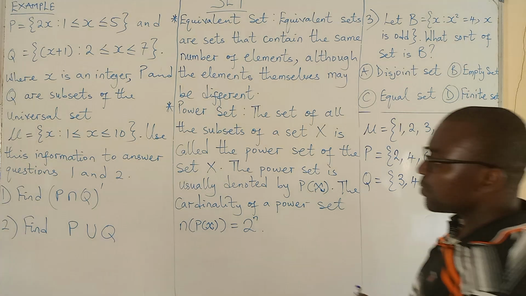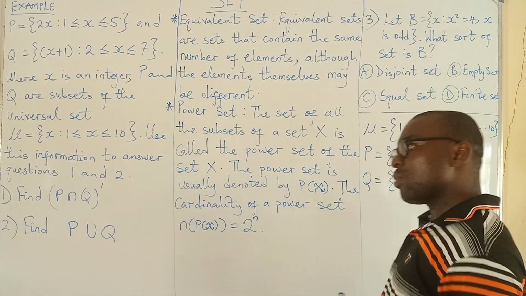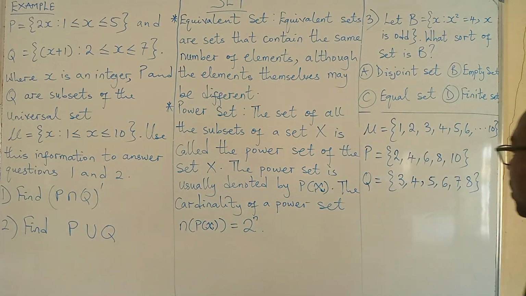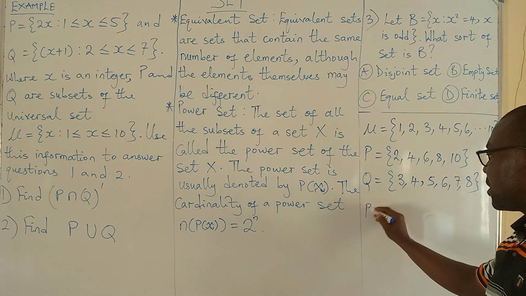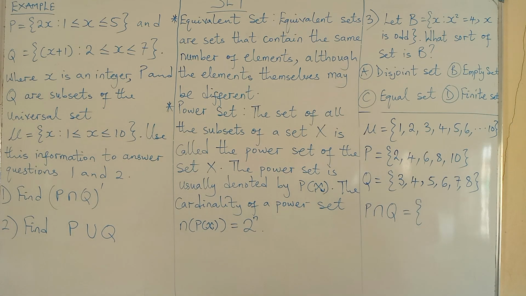Alright. So we are to use that information and answer questions 1 and 2. And what is question 1? P intersection Q complement. So first of all, let's find P intersection Q. P intersection Q simply refers to the set of all the elements that the two of them have in common. They have 4 in common.